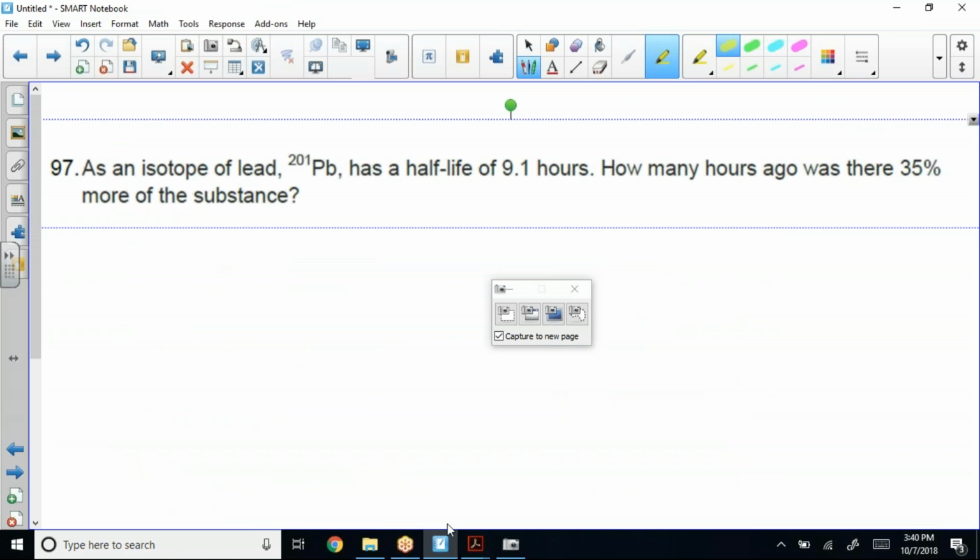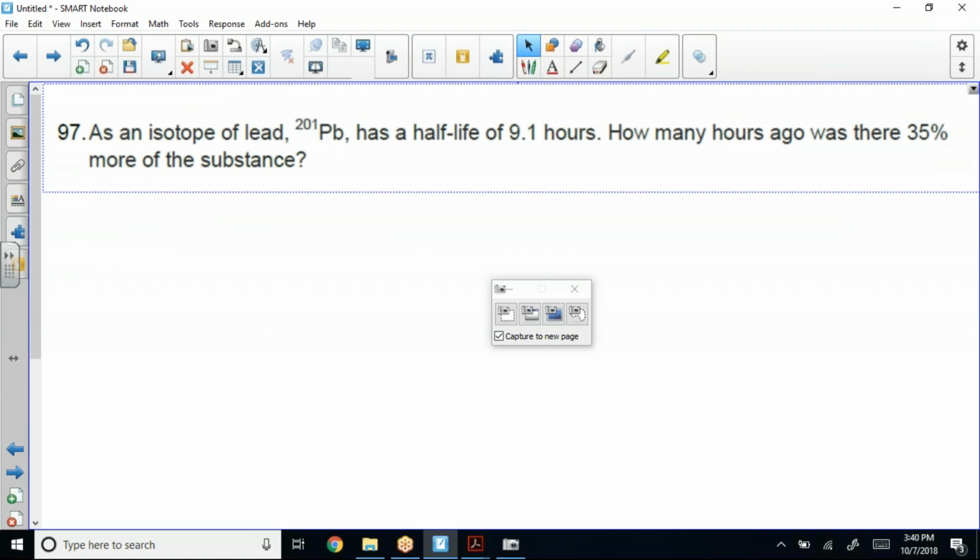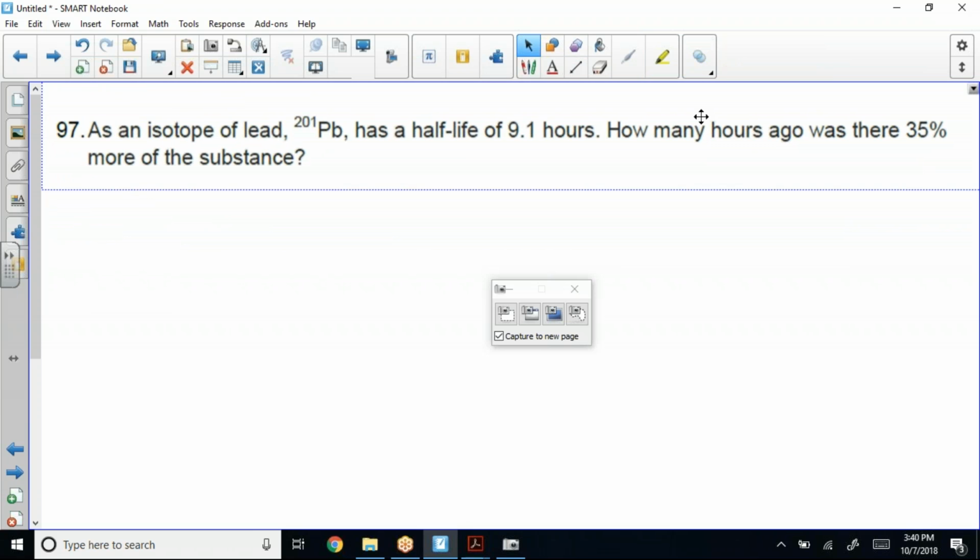An isotope of lead 201 has a half-life of 9.1 hours, meaning it takes 9.1 hours to reach half of its mass. How many hours ago was there 35% more of the substance? So let's see something real quick. How many hours ago was there 35% more of the substance?